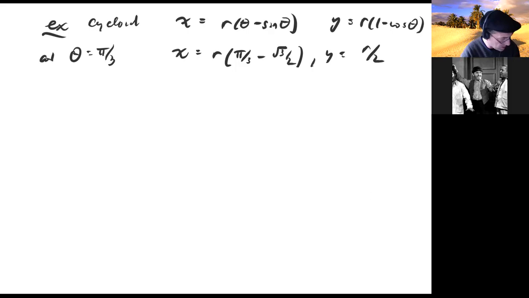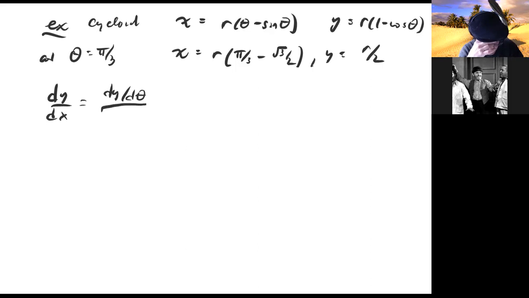So I'm interested in the slope of the equation of the tangent line at that point. So let's compute dy dx. Well, we have to calculate the dy d theta, and then compute it over dx d theta, and then evaluate at theta equals pi over 3. So what is the derivative of y with respect to theta? That's the derivative of r times 1 minus cosine of theta. So that's r times the derivative of 1 minus cosine theta, which is going to be the sine of theta.